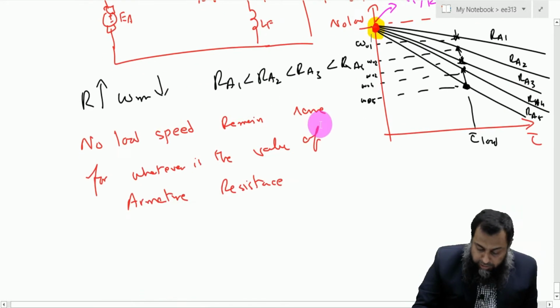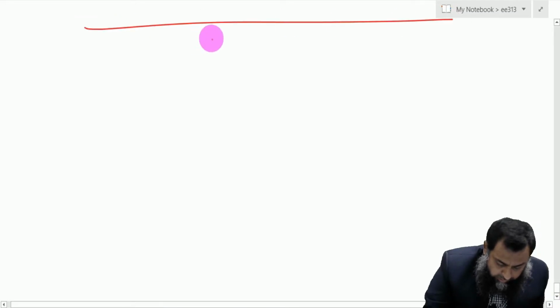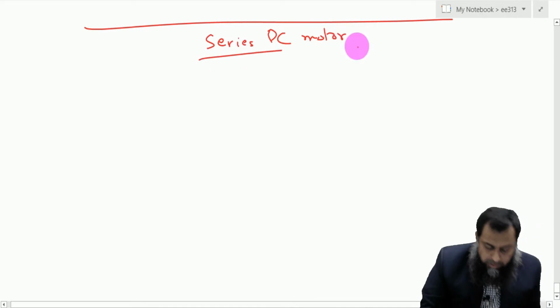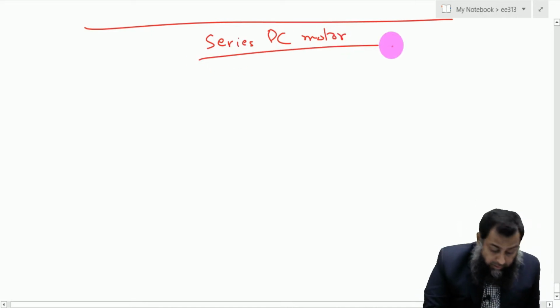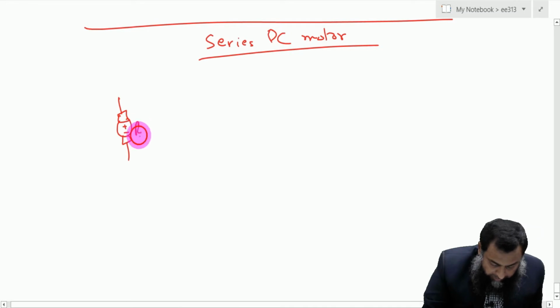So the next type of machine is the series machine, the series DC motor. What is a series DC motor? A series DC motor is an interesting motor arrangement where we have the armature, this is EA and this is RA, which comes in series with the field circuit.